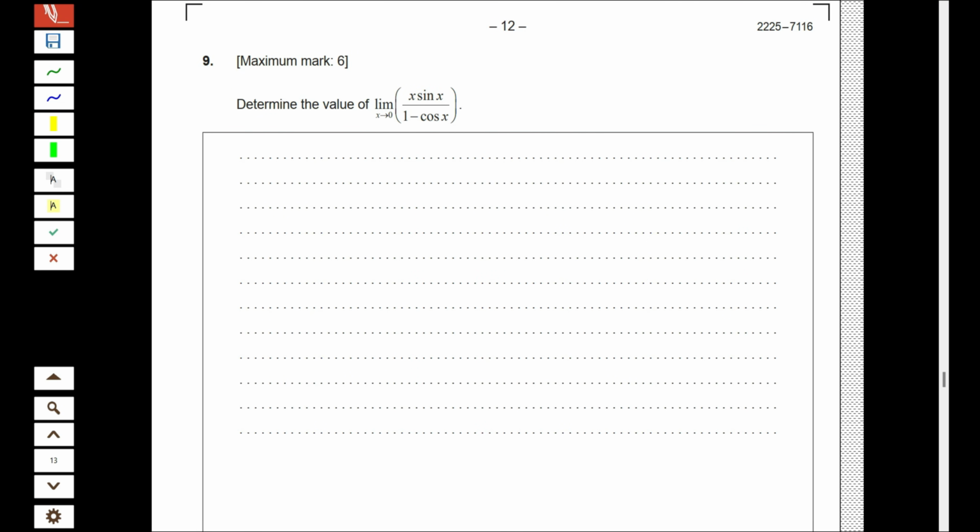Question 9. Determine the value of the limit as x approaches 0 of x times sin x divided by 1 minus cosine x. When you plug in 0, you will see 0 times sine 0 divided by 1 minus cosine 0. So the numerator is 0 and the denominator is 1 minus 1, because I know that cosine 0 is 1. It will be 0 divided by 0. We don't know this; it can be 5, 6. In this case, we apply L'Hopital's rule.